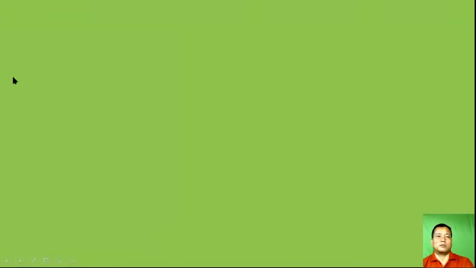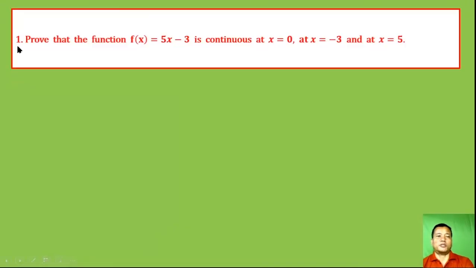Exercise 5.1. Question number 1. Prove that the function f of x equal to 5x minus 3 is continuous at 0, at minus 3 and at 5.